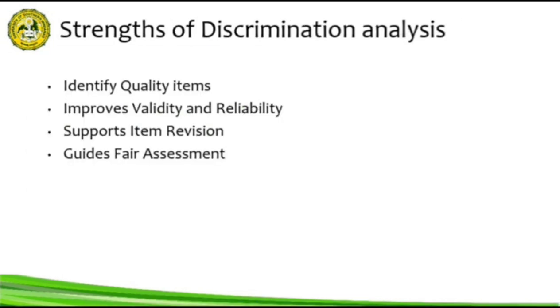So, what are the strengths of discrimination analysis? First, it identifies quality items. So it helps spot which test items effectively separate high-performing from low-performing students. Then next, it improves validity and reliability because good discriminating items increase a test's ability to measure learning accurately. Then, it supports item revision because it flags weak or misleading questions for improvement or removal. Lastly, it guides fair assessment because it ensures that the test scores reflect real differences in understanding.